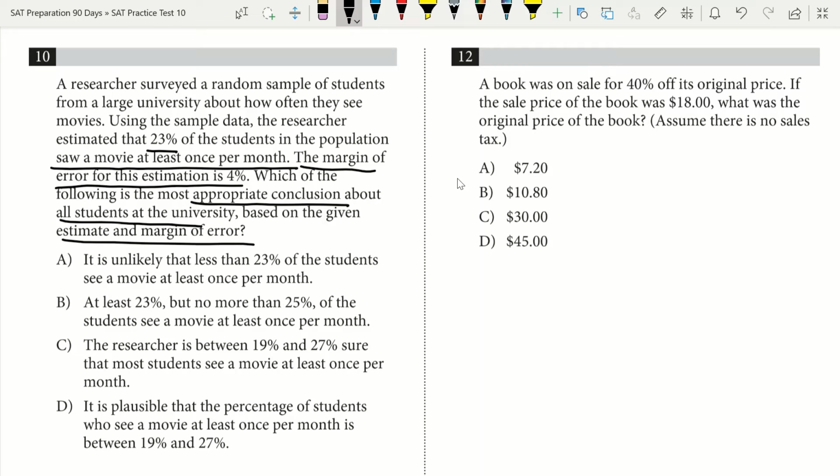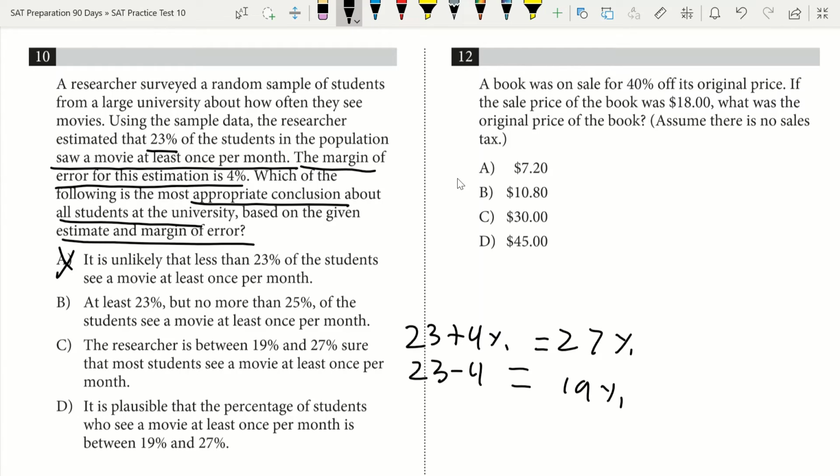So if I look at my options, I have A, it is unlikely that less than 23% of the students saw a movie at least once per month. No, that's not true. We're looking for something that's going to use that margin of error. So I'd look for something with 23 plus 4% and then 23 minus 4%. Okay, so plus 4% would be 27%. And then minus 4% would be 19%. So with margin of error then, that range for the percent of students who saw a movie at least once per month is going to be between 19% and 27%.